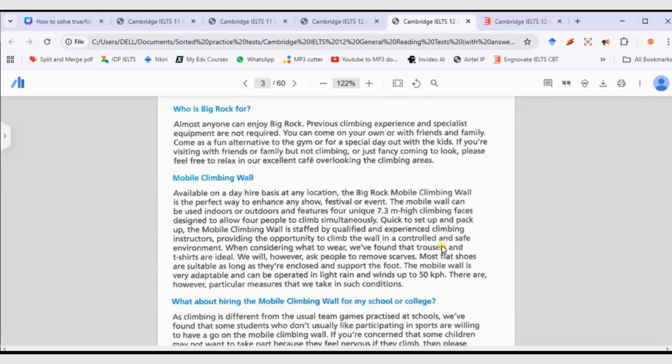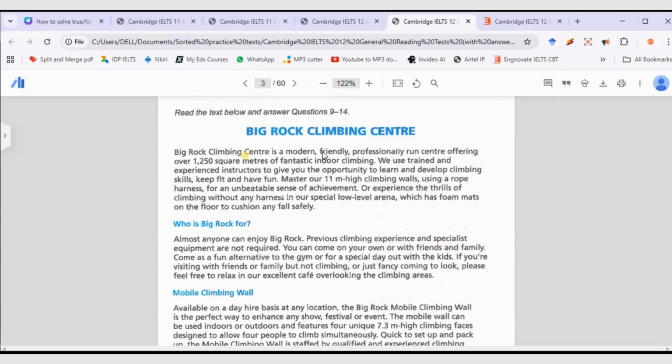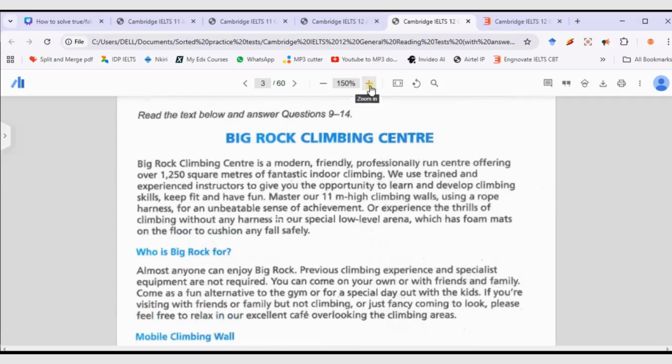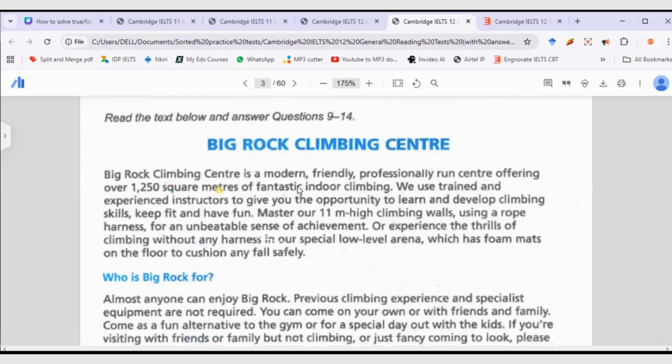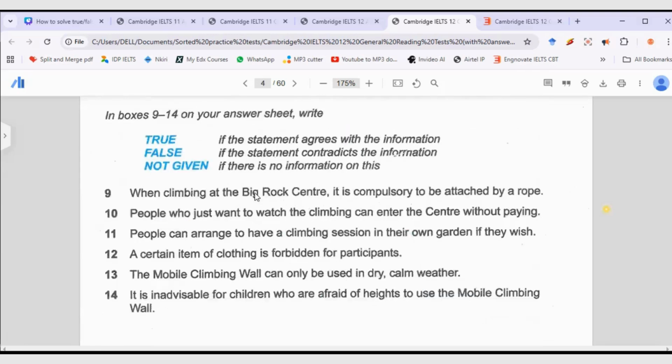Is it compulsory? Did they say that in the passage? So look at it. Big Rock Climbing Center is a modern, friendly, professionally run center offering over 1,250 square meters of fantastic indoor climbing. We use trained and experienced instructors to give you the opportunity to learn and develop climbing skills, keep fit and have fun. Master our 11-meter high climbing wall using a rope harness. Hold on, rope harness. That's sounding like what I saw in the question. Look at what they wrote here. When climbing at the Big Rock Center, can you see that?